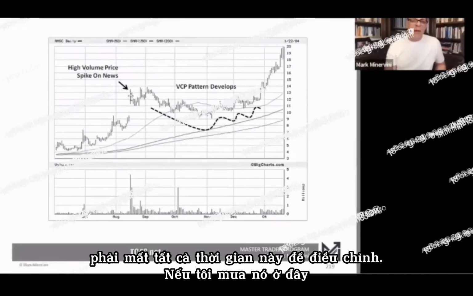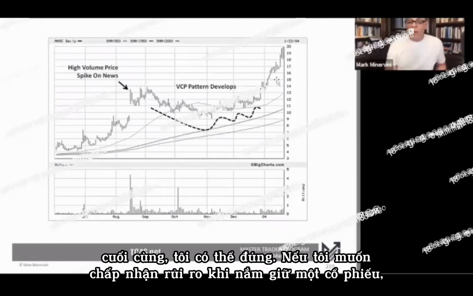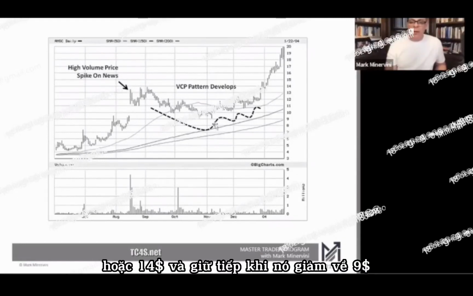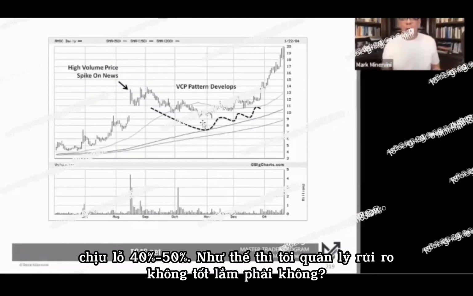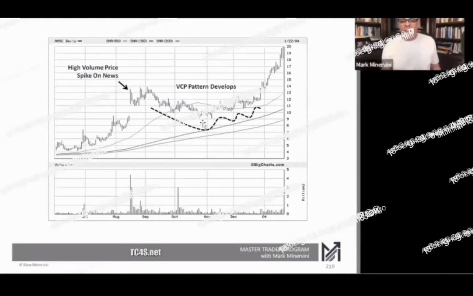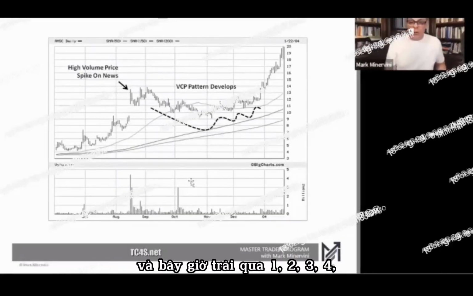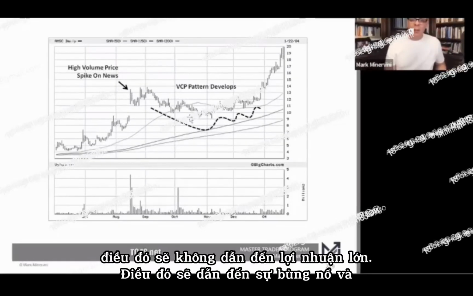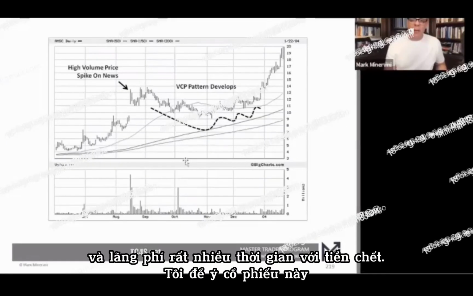See, if I'm buying it here, again, ultimately, I may be right. If I want to take the risk of holding a stock, buying at $13, $14 and holding it down to $9 and being at a 40%, a 50% loss, I'm not managing risk very well, am I? So going through now 1, 2, 3, 4, almost 5 months and a 50% decline, that is not going to lead to big returns. That's going to lead to blowups and wasting a lot of time with dead money. So I make note of this, right?